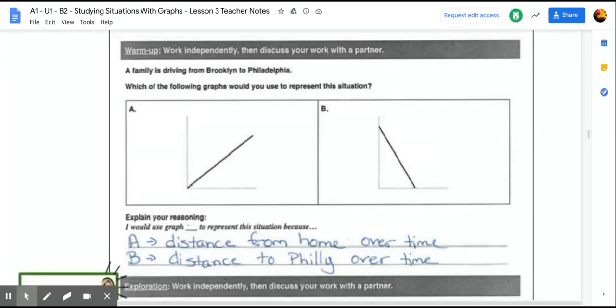So here are some of the possible answers for this situation. For A, you could have said that this was the distance from home over time, because if time is on the bottom of your graph, as you travel, your distance is getting greater from home. And then B could possibly be the distance to Philly over time, okay? As you think about getting closer and closer to Philadelphia, if that's where you're traveling to, as you approach the city, your distance gets closer.